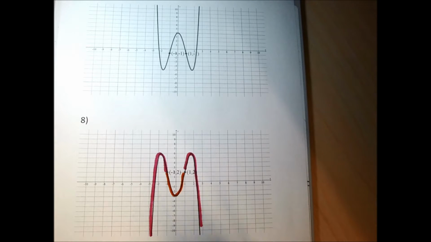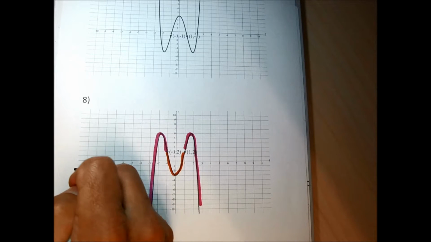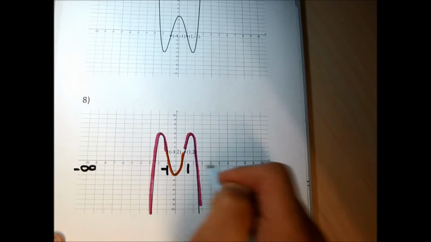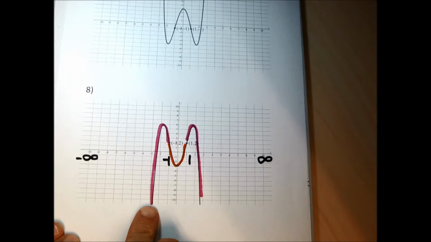So the 2 regions I drew in pink are the regions where the graph is concave down, because in those regions the water would just kind of fly off of them. But in that middle region, the graph is concave up. I'm going to put on my x-axis a negative infinity, a negative 1, a positive 1, and a positive infinity, and try to describe these colored regions as intervals.